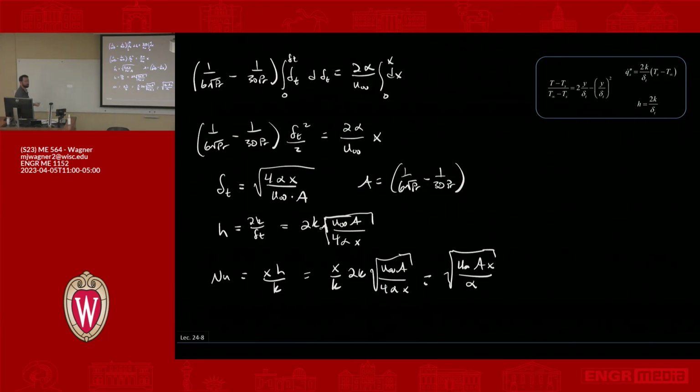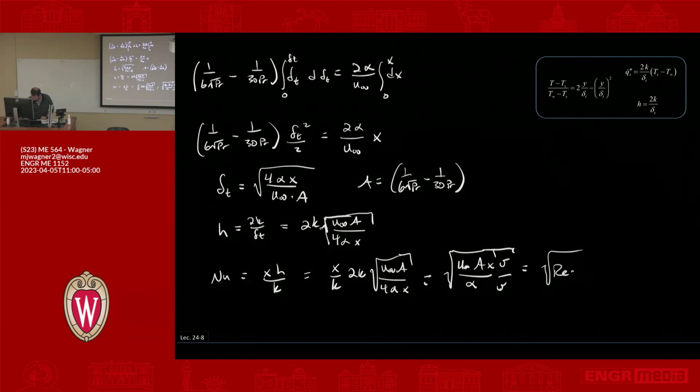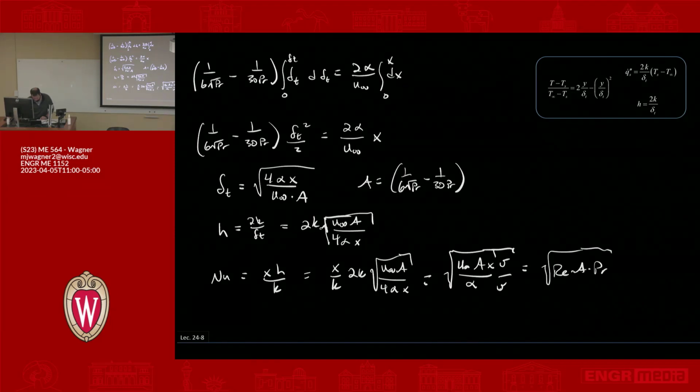Normally, the Nusselt number for the thermal equation is going to be in terms of a Prandtl number as well. So we can get there. We can introduce a Prandtl number. We have thermal diffusivity. We have parts of a Reynolds number. So let's multiply the inside of this by the viscosity, nu over itself, nu over nu. So that'll help us normalize this a little bit. And then that's going to give us square root of Reynolds times A times Prandtl number.